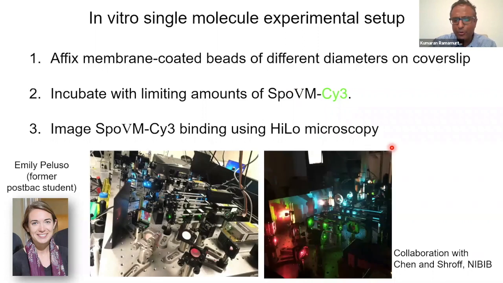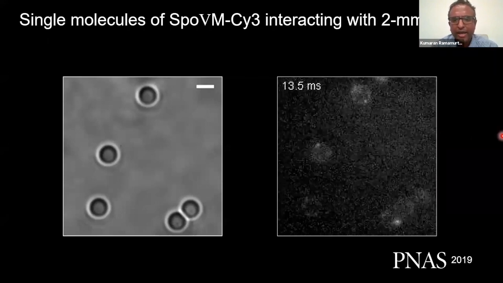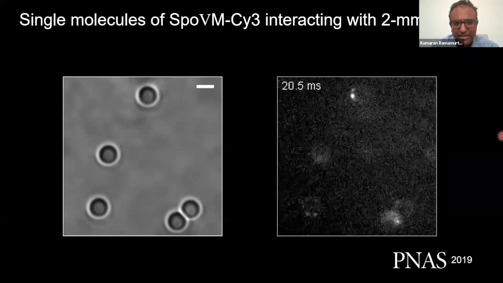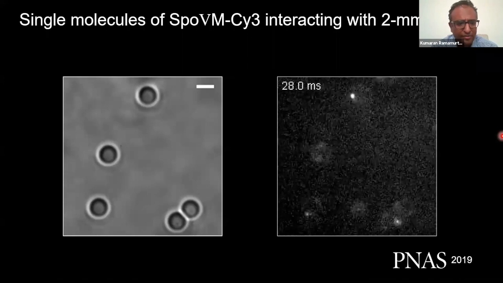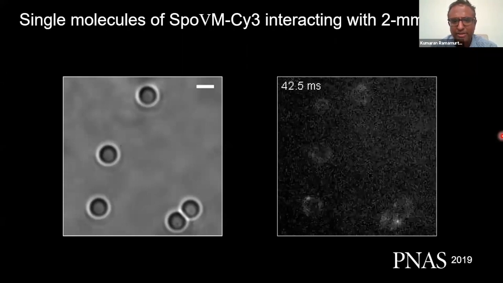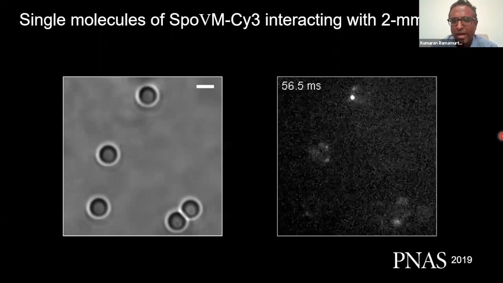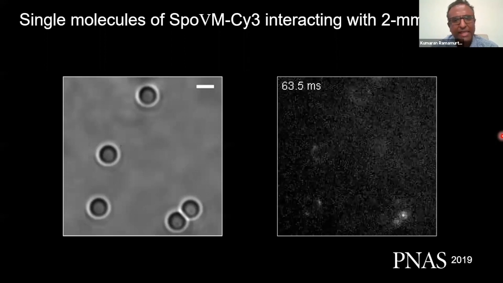So we did this in collaboration with Hari Shroff's lab at the NIH, and they insist on me showing you their intimidating microscopy setup that they use to do this. Okay, so here's the data. So hopefully you can see this video that's going on. So on the left-hand side, this is just a bright field image of what looks like 4 or 5 beads on this cover slip. And on the right-hand side, what you're supposed to see are white spots that appear and then they disappear.